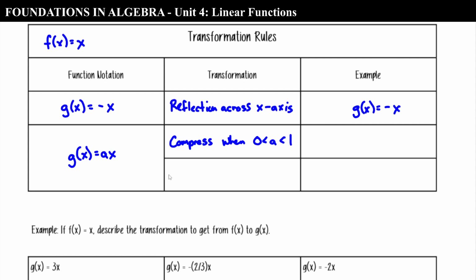And the flatter you make your line, the closer to 0 you get, and by the time you get to 0, your line is horizontal. That would be 0 slope, in which case, technically, we don't have a linear function, we have a constant function.